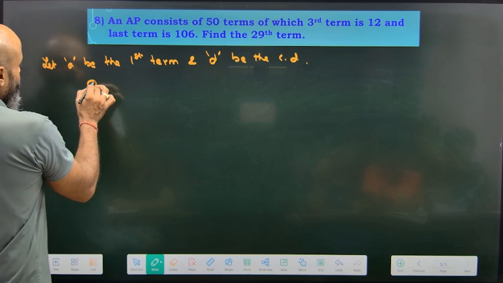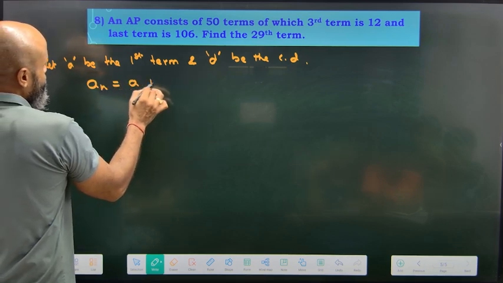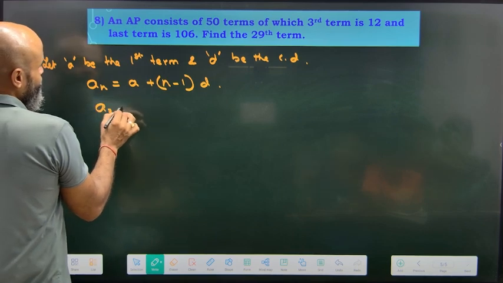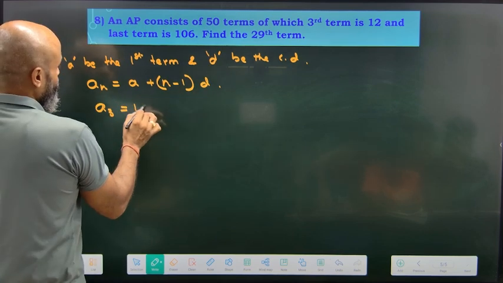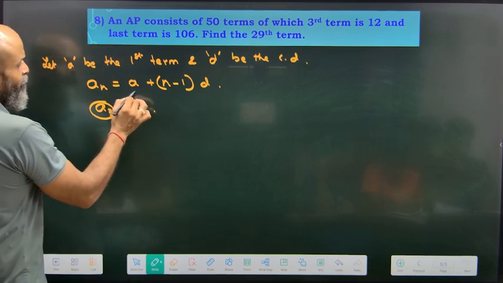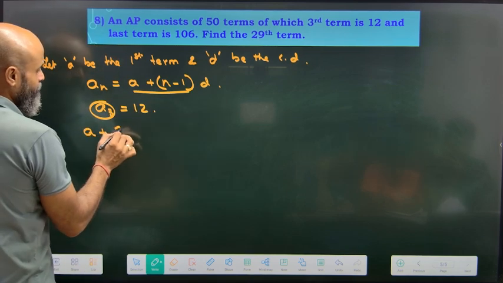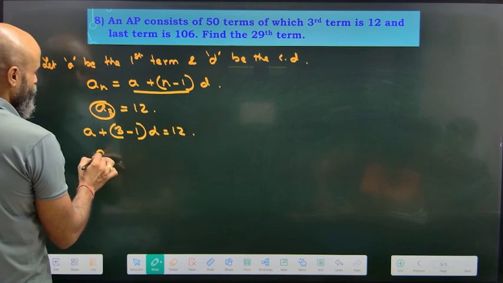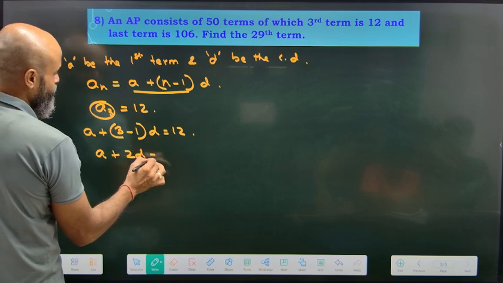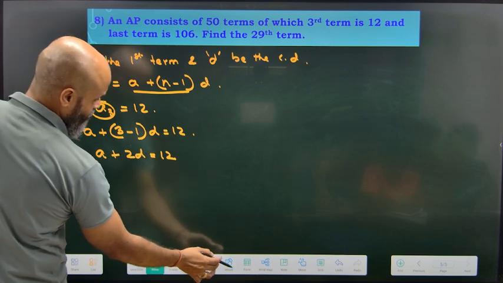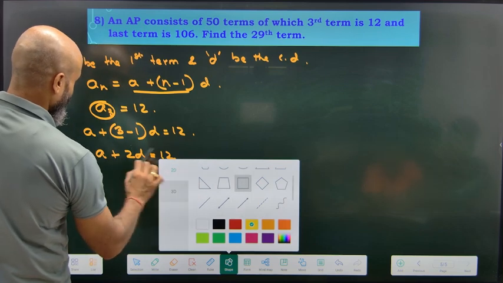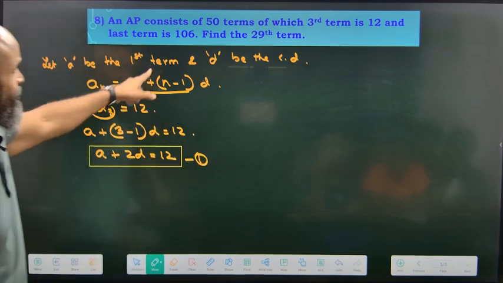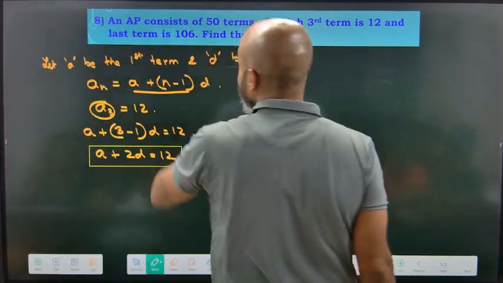An AP consists of 50 terms, of which the third term is 12. So again, putting the value, An is equal to A plus N minus 1 into D. So A3, this is given as how much? 12. So in place of A3, we can write A plus 3 minus 1 into D is equal to 12. So A plus 2D is equal to 12. This will be our first equation. Clear?